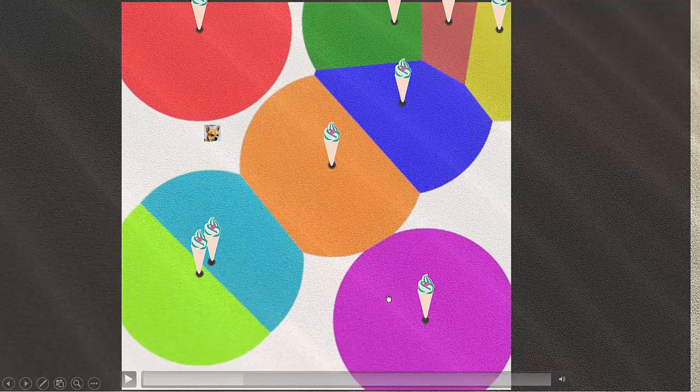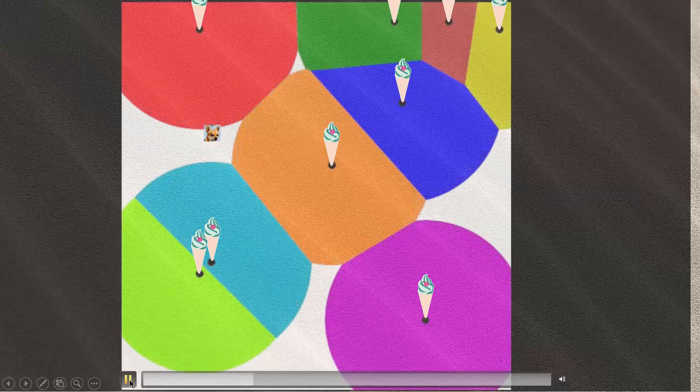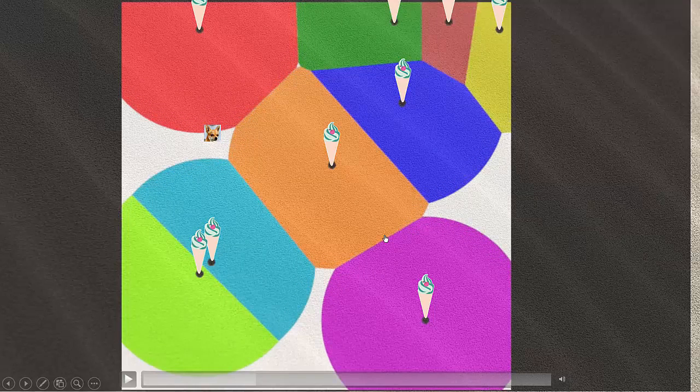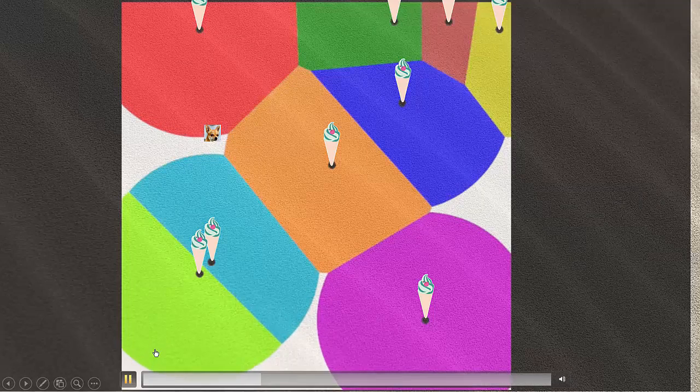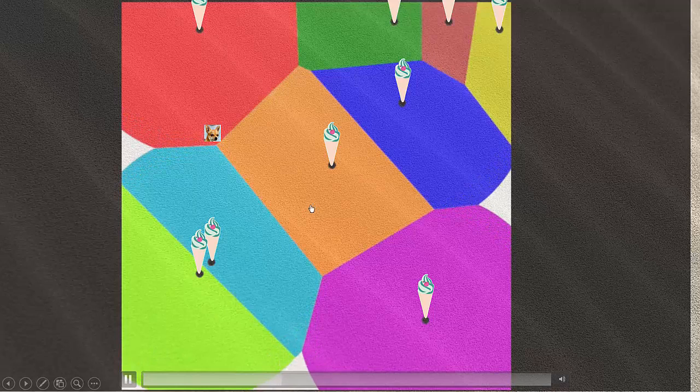For example, for these two ice cream stalls, it will reach a certain point where the smell spreading from this ice cream stall and the smell spreading from this ice cream stall will meet, and it will spread, making a boundary line between them. So when the smell has totally spread, it will reach a figure like this.